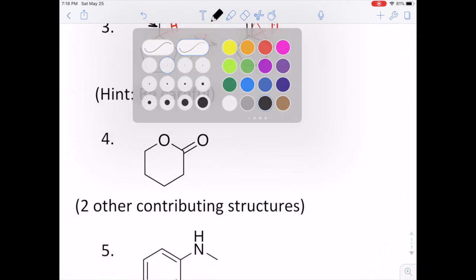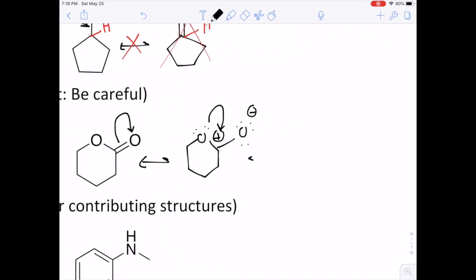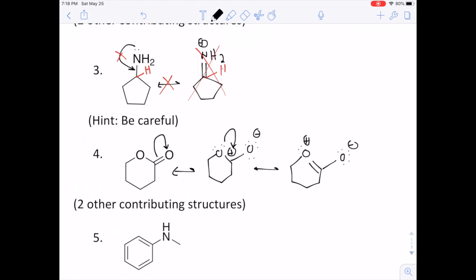Let's move on to this one. I see that this is a lactone functional group, and I see that carbonyl again, that carbon-oxygen double bond. So my first move is going to be to put those electrons on the oxygen. And the resulting structure would be something like that. And let's touch the source of electrons we haven't used yet and push those in to fix that deficiency. And those are my two resonance structures, okay?